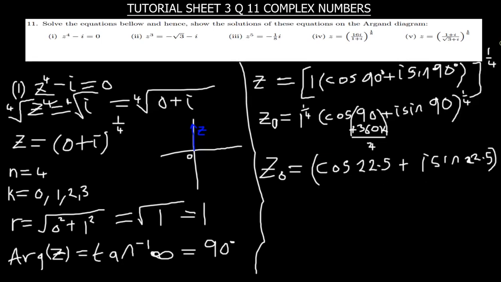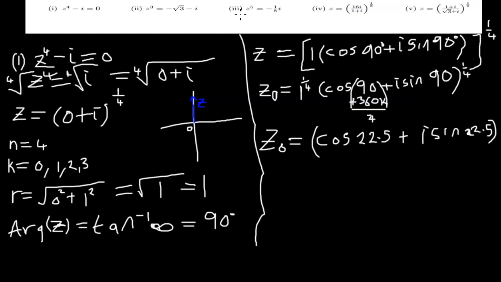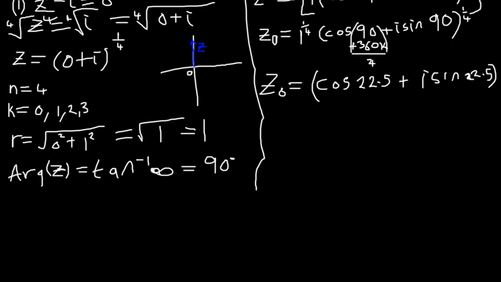If you want, you can take it in the form x comma y, back to this same form here, and you can leave it like that. But for me, since I'm drawing the Argand diagram, I prefer leaving it like this. So this is my z0.